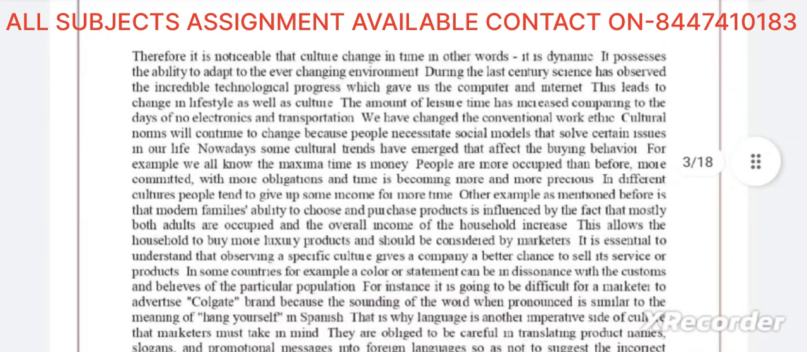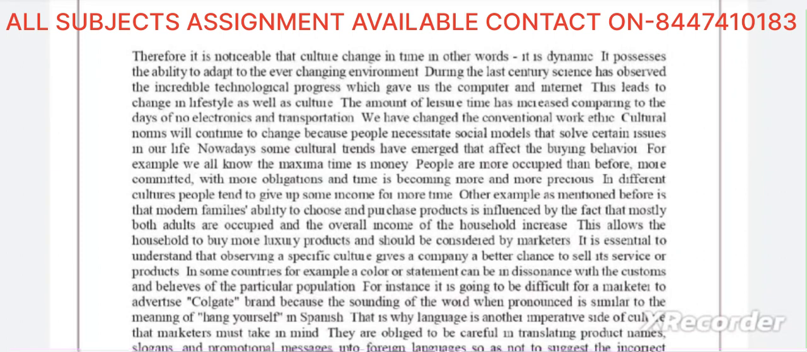The process is the ability to adapt to the ever-changing environment. During the last century, science has observed incredible technological progress which gave us the computer and internet. This leads to change in lifestyle as well as culture. The amount of free time increased compared to the days of no electronics and transportation. We have changed the conventional work ethic. Cultural norms will continue to change. People continue to change because people necessitate social models that solve certain issues in our life.